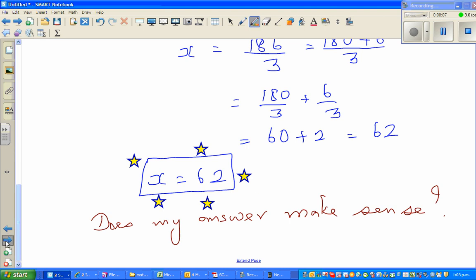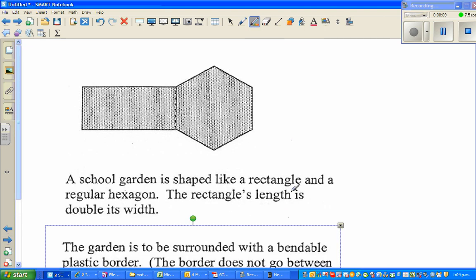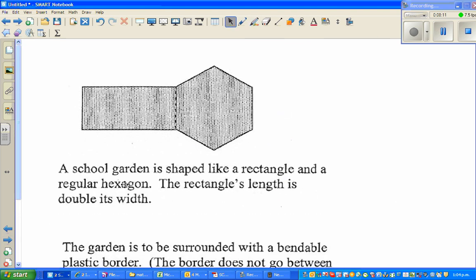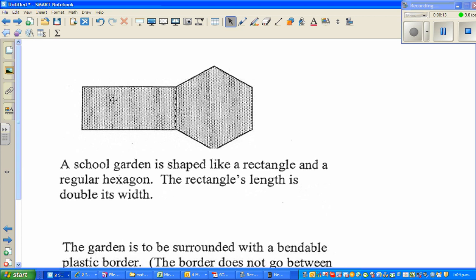I'll do one more example. This is the next example that I'm going to do in the next video. I want you to read the question. This is a school ground. A school garden is shaped like a rectangle and a regular hexagon. So this is a rectangle and a regular hexagon. The rectangle's length is double its width.